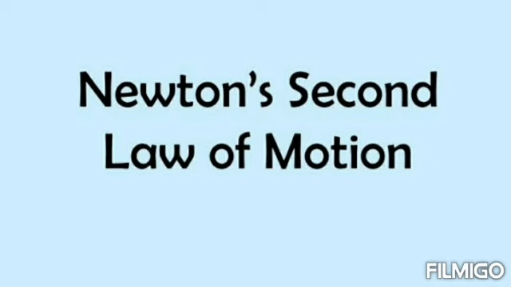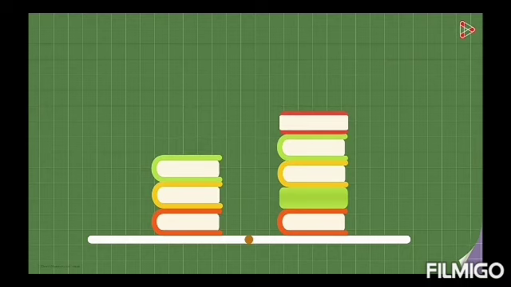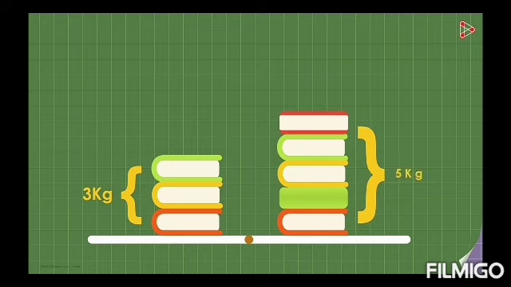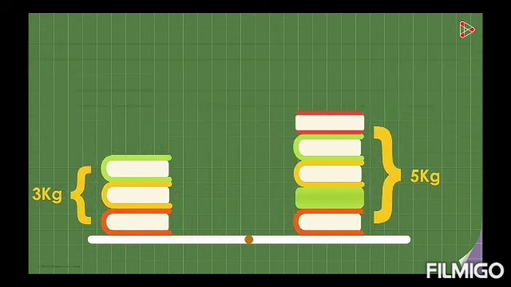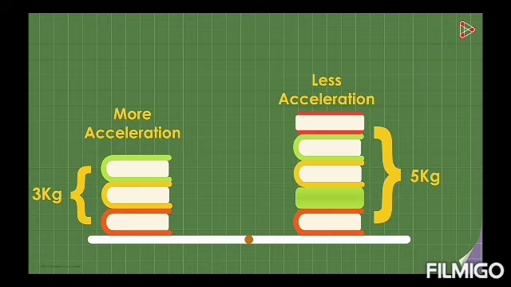Next one is Newton's second law of motion. Look at this picture. There are two objects on the table. One has the mass 3 kg and the other has the mass 5 kg. Now, if we apply a net force of 10 units to each of them, which one do you think has more acceleration? Yes, the answer is 3 kg, because it has the lesser mass and more acceleration. In 5 kg, more mass, lesser acceleration.